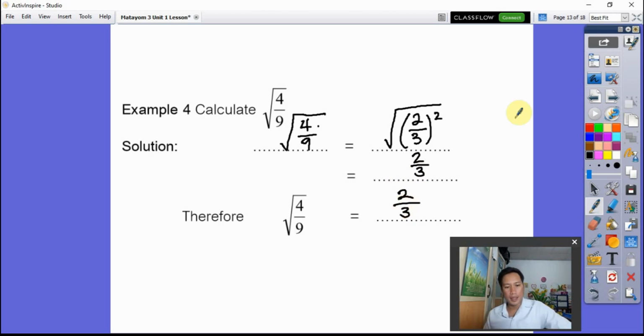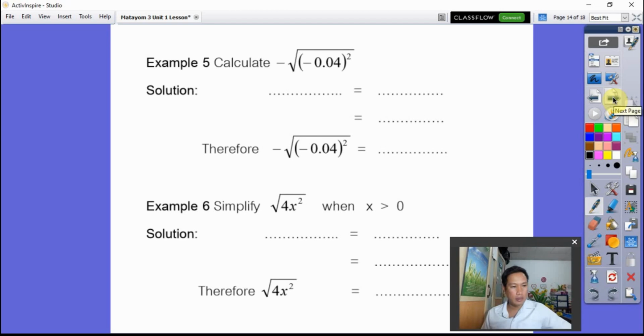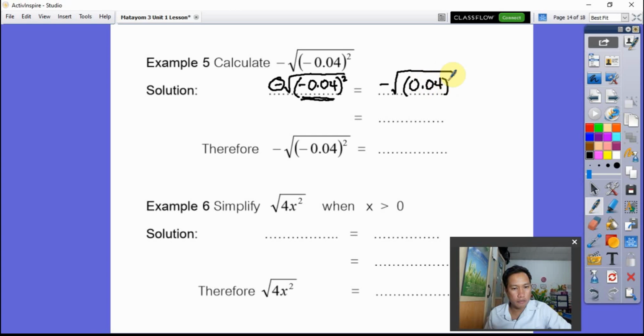Now let's move on to our example number 5. Calculate negative root of the square of negative 0.04. Now we write the same problem. This negative here is outside, so we have to write it first, negative. Now remember, everything inside the square will be neutralized. So we will get 0.04 squared.